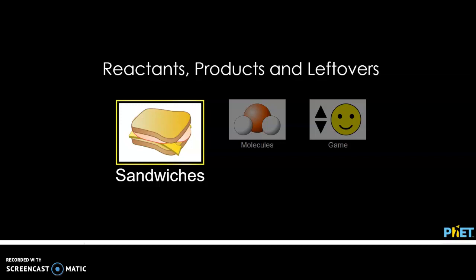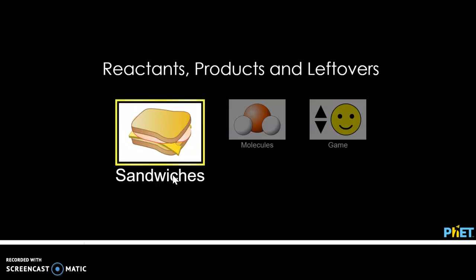So here on the screen we can see that we have our reactants and products and leftovers, and we're going to start with something that we're all familiar with, which is making sandwiches. If we need 2 pieces of bread, a piece of cheese, and 2 slices of meat to make a sandwich, the number of sandwiches we make depends on how much of each ingredient we have. At some point, one of the ingredients will run out, and we will stop making sandwiches and have extra ingredients left over.